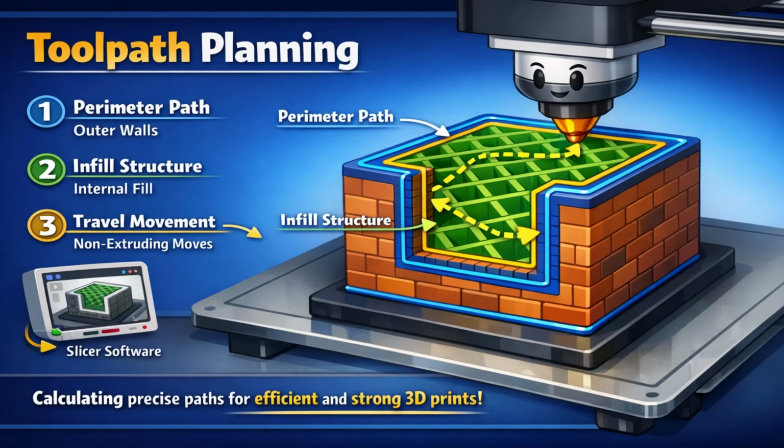Once layers are defined, the slicer calculates toolpaths. These paths determine exactly where the nozzle will move and when filament will be extruded. Toolpaths include perimeters, internal infill, and travel movements. Efficient toolpath planning can significantly reduce print time while maintaining structural strength.